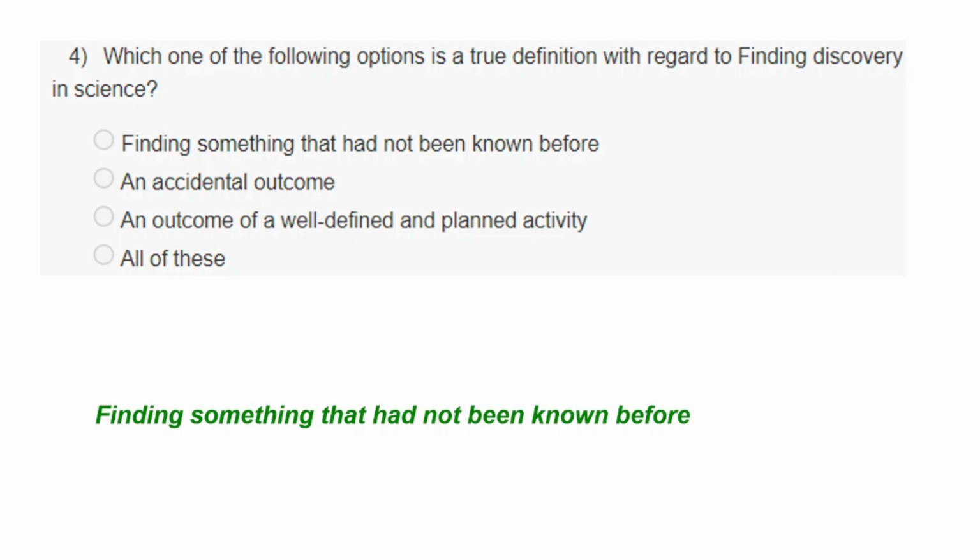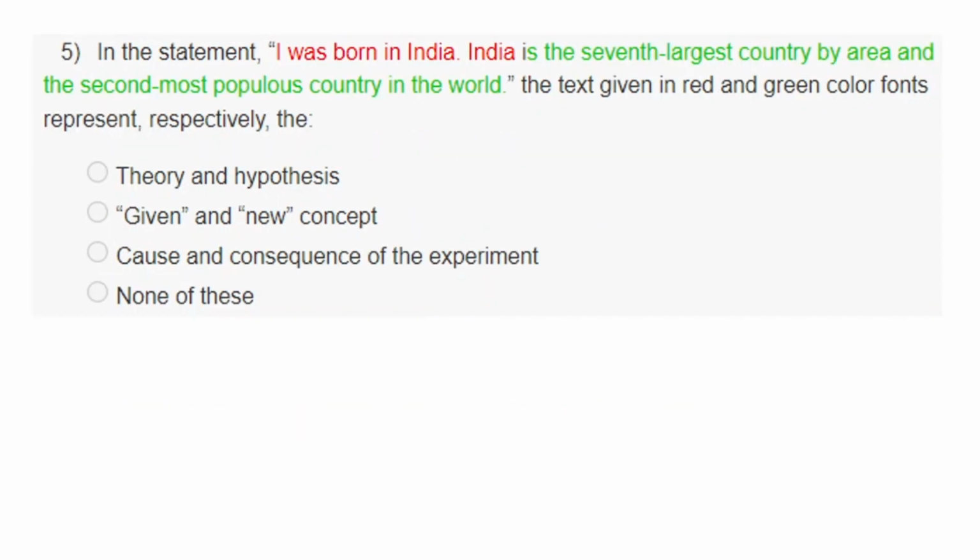Right. So moving on to the next question. In the statement, I was born in India. India is the seventh largest country by area and the second most populous country in the world. The text given in red and green color fonts represent respectively. What do you think it represents? Second option, ma'am. You think given a new concept? Yes. So yes, that's the given a new concept.